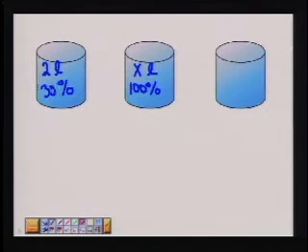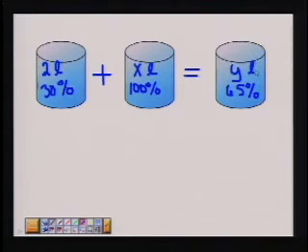Now what happens is I take these two beakers and I dump them together. So I add them together, dumping them into the third beaker. And what I want to be left with is a 65% solution. And I don't know how much I'm going to have all together, so I'm going to let that be another unknown. We'll say that's y liters. Now I'm going to write two equations. The first equation comes from the total amount of liquid in each beaker. The first beaker has 2 liters, plus whatever's in the second beaker, which is x liters, and that will give me whatever's in the third beaker, which is y liters.